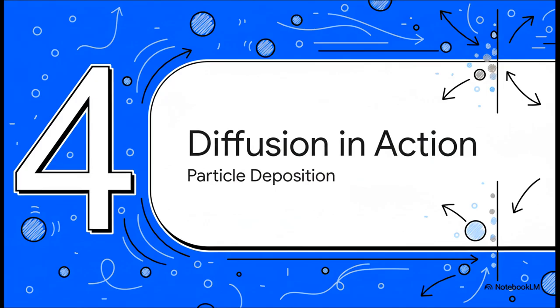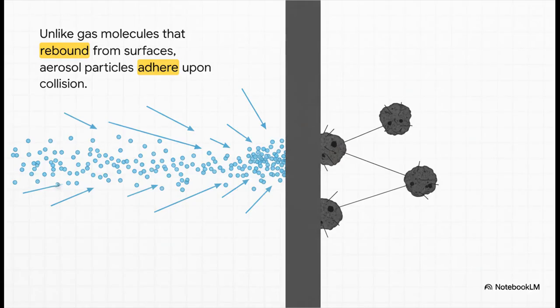So, that dominance of diffusion we just saw for small particles has a massive real-world consequence, one that can make or break your experiments. These tiny particles stick to stuff. They stick to everything. Here's the fundamental difference you have to get. A gas molecule hits a wall, it bounces right off. No big deal. But an aerosol particle hits a wall and it sticks. Game over. It's taken out of the air.